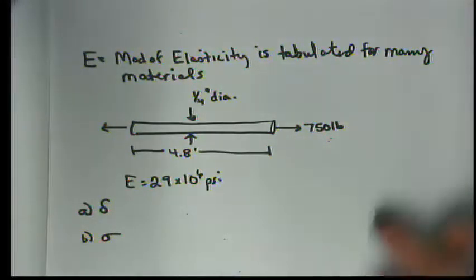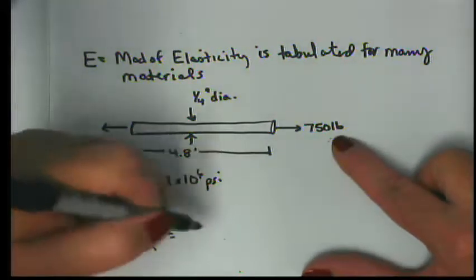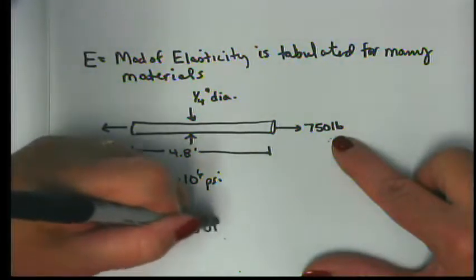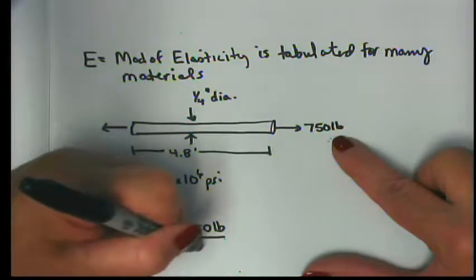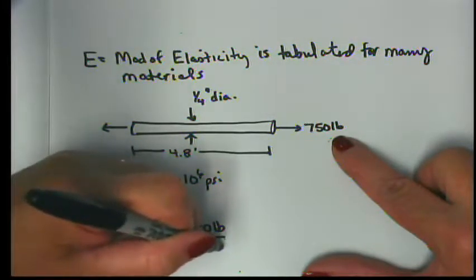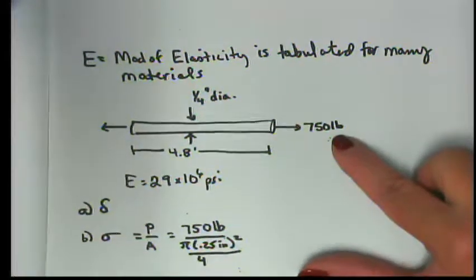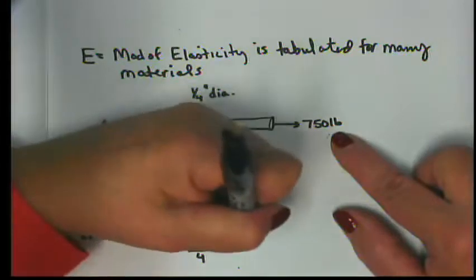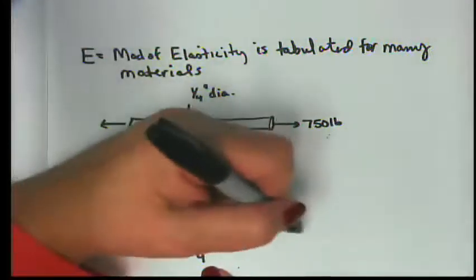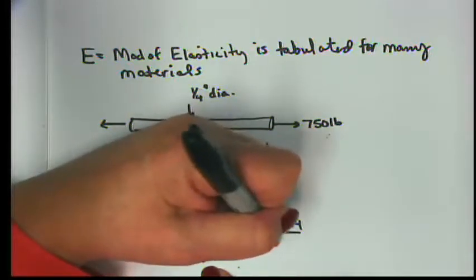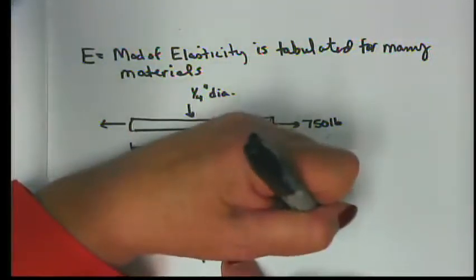All right, well, sigma is old hat, right? Sigma is P over A. Our load is 750 pounds. Our A, the diameter is 1/4 inch, so that's pi d squared over 4. So we can put the 4 on the top because it's in the denominator of the denominator. Then divide by pi times 0.25 squared. And my units are pounds per square inch, which is psi.